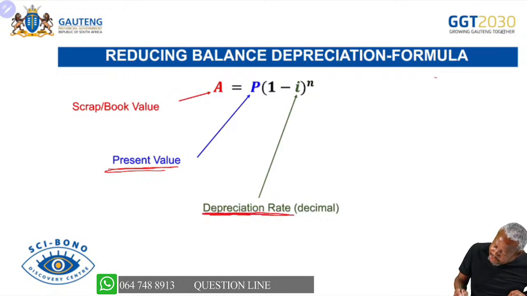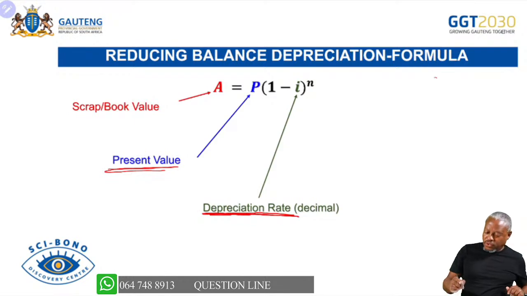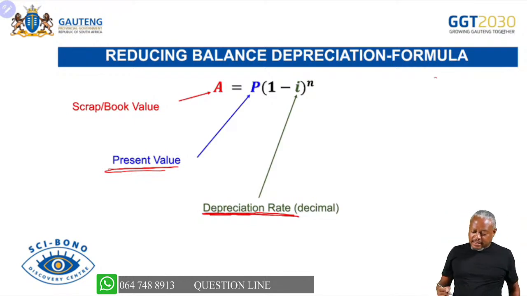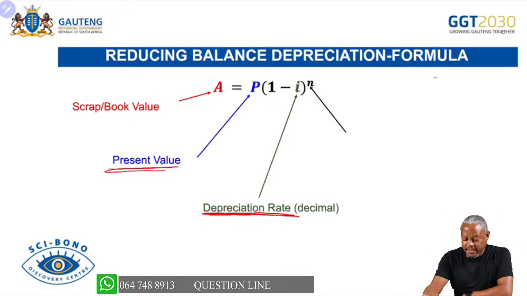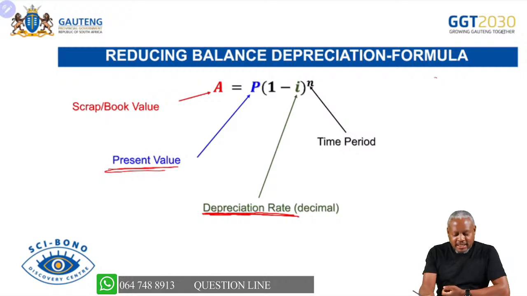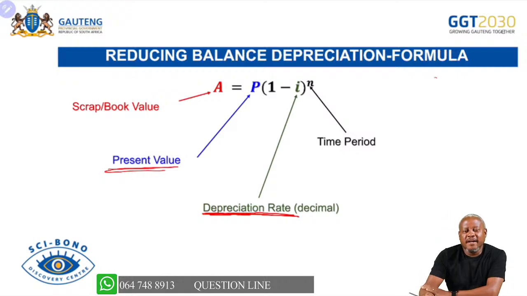Why is it a depreciation rate? Because we've got minus there. And then the next one remains the same. It's only time period. Please, I know mathematicians, I'm also a mathematician. Let us learn to read, especially finance. Let us make it as easy as possible. This is our formula. And then let us check.